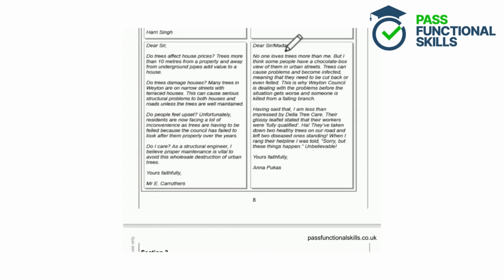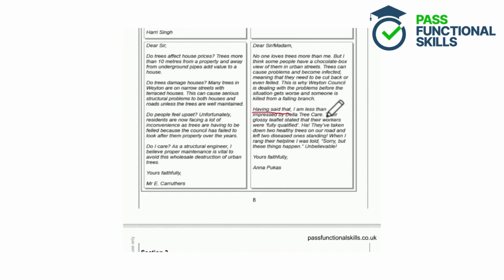So we can see in the source here that if we have a quick scan, this is quite a positive paragraph. So we can kind of see that she thinks that the trees need to be culled and they've become infected, and this is why Waiting Council is dealing with these problems before the situation gets worse. So in this paragraph, she's quite understanding of Waiting Council's decision. And then we've got this phrase, having said that. So this basically just means, despite having said that, so despite all of this, she has some reservations. So this might be where we're going to find our concerns that we need for this question.